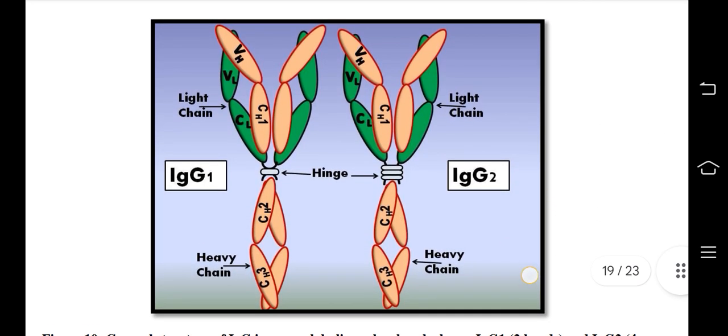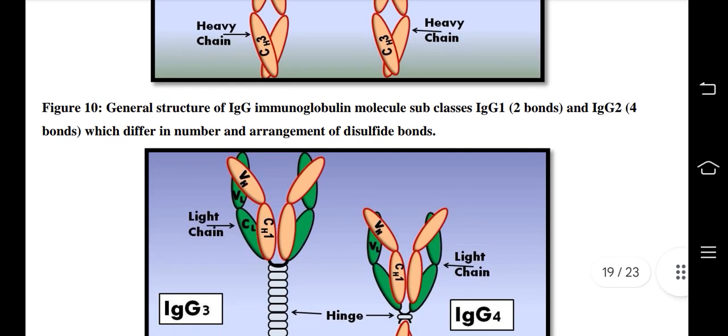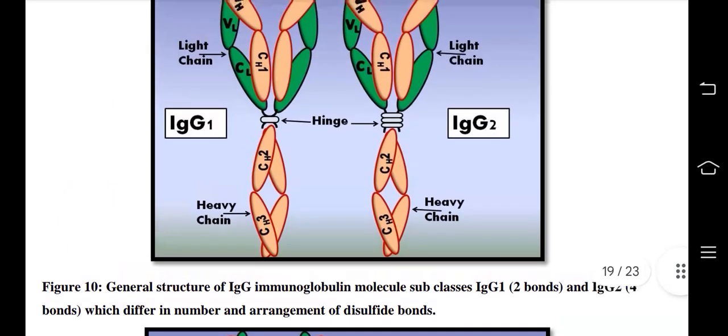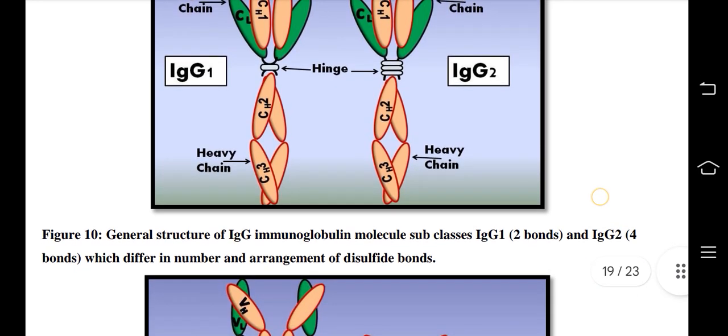IgG1 hinge region, heavy chain, IgG2. General structure of IgG immunoglobulin molecule subclasses IgG1 2 bonds and IgG2 4 bonds, which differ in number and arrangement of disulfide bonds. IgG1 2 bonds, IgG2 4 bonds.